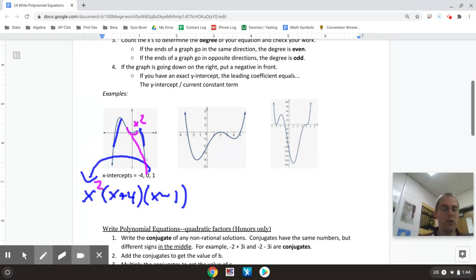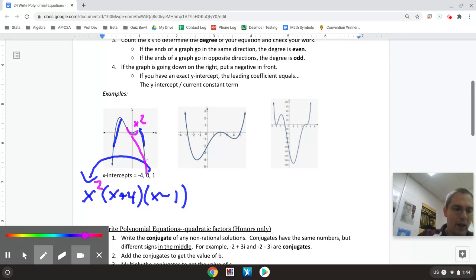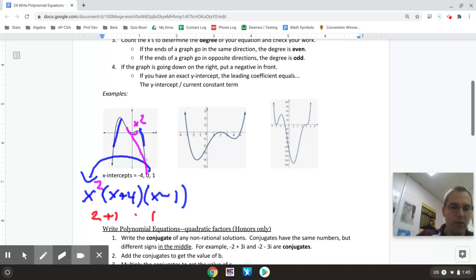Now using the degree to check, I have a total of 4 x's, and here's why I say that. I have 2 x's here, plus 1 x from this factor, and 1 x from this factor. That's a total of 4 x's. So since I have 4 x's, that means I'm looking at a degree of 4 for this polynomial. And if I look at my graph, it changes directions 1, 2, 3, 4 times. It goes up, that's 1 direction, down, that's 2 directions, back up a little bit, that's 3, back down again, it's 4. The final thing I need to check is my end behavior.